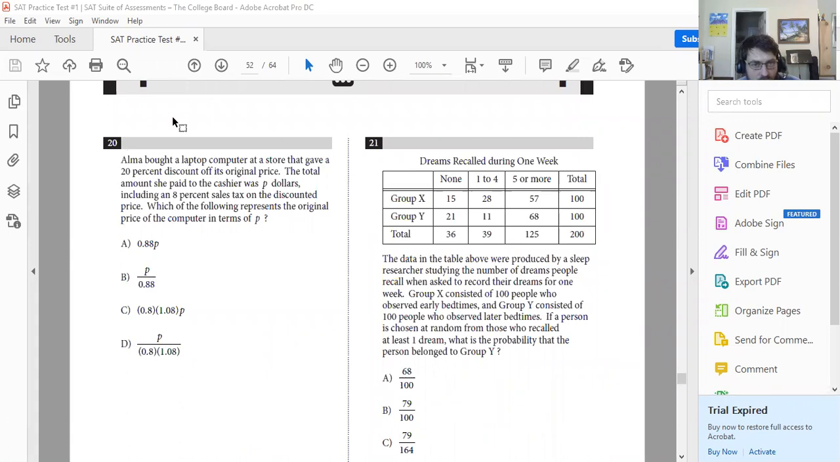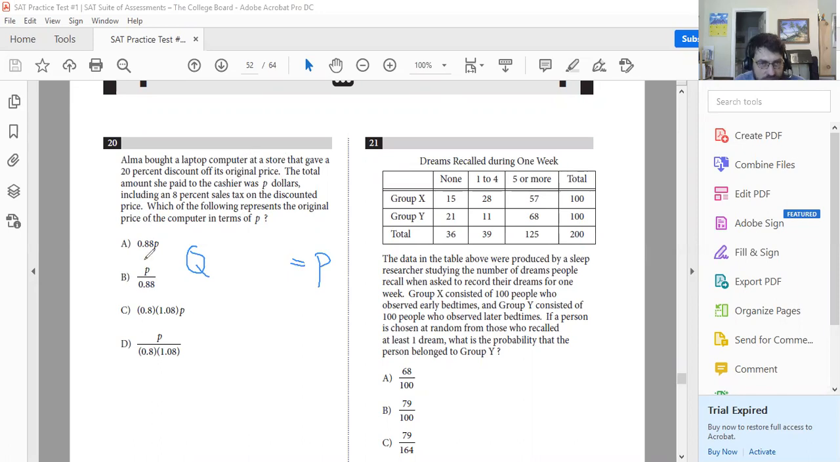Number 20, we have Alma bought a laptop computer at a store that gave a 20% discount off its original price. The total amount she paid to the cashier was P dollars, including an 8% sales tax on the discounted price. So the total amount she paid to the cashier was P dollars. We have some original price. Maybe I'll call it Q, since I don't like using the variable O, because that looks like a 0. So I'll just use Q.